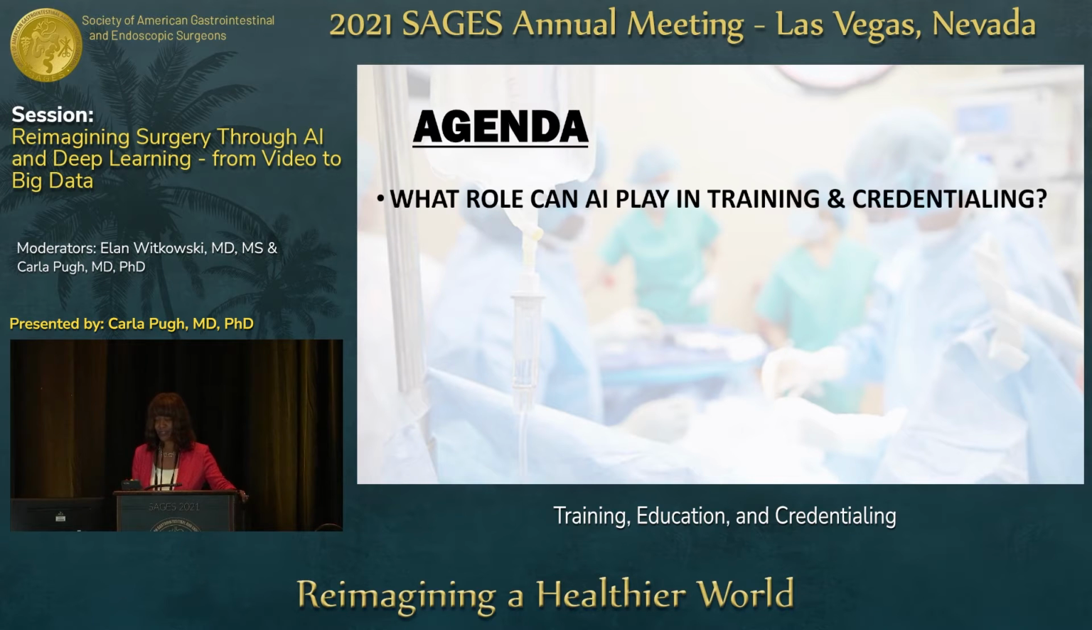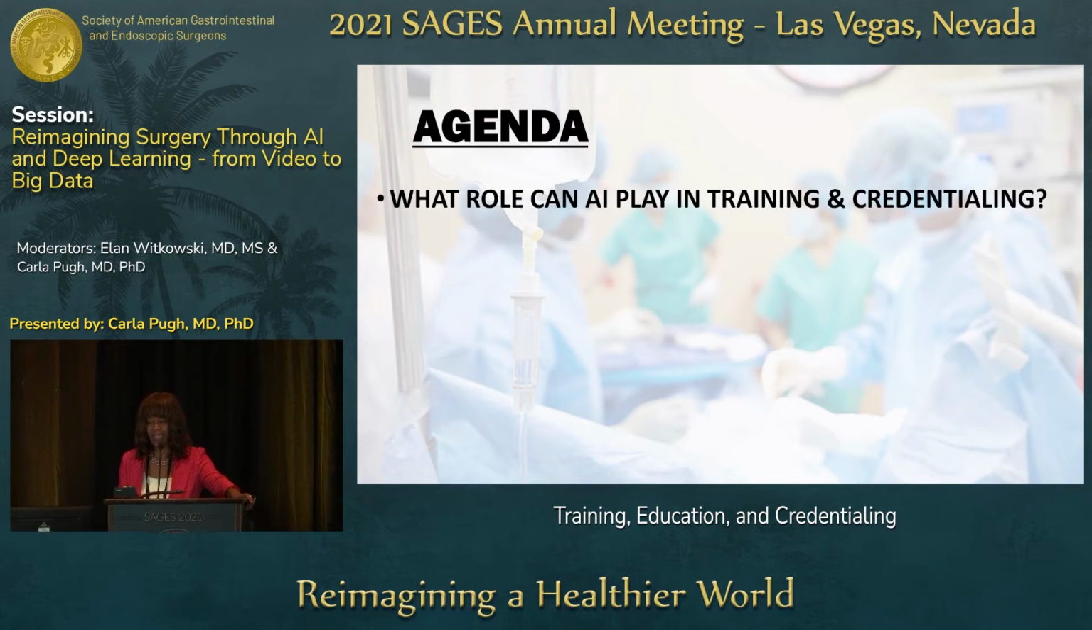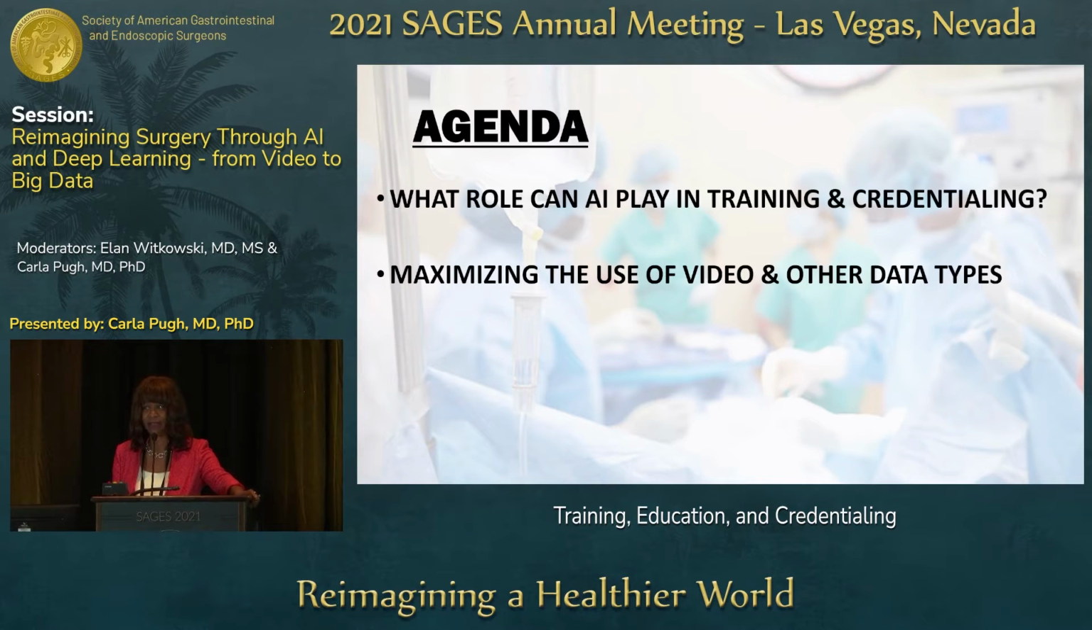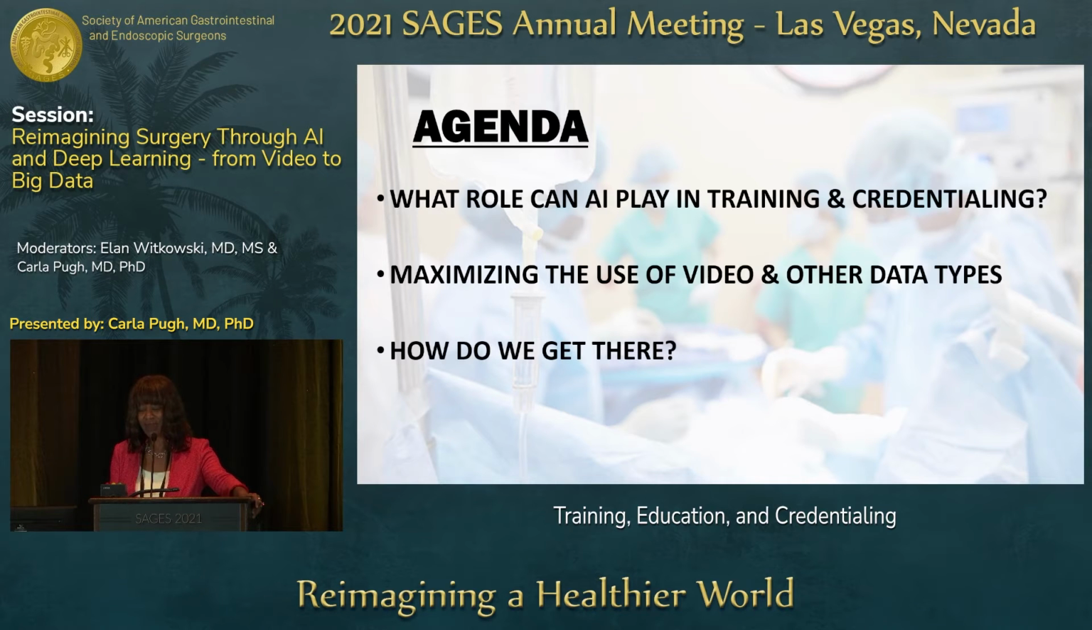So my agenda is straightforward. What role can AI play in training and credentialing? How do we maximize the use of video and other data types in getting to the real goal? And how do we really get there? There are a few hurdles, and I'll talk about a few of those.